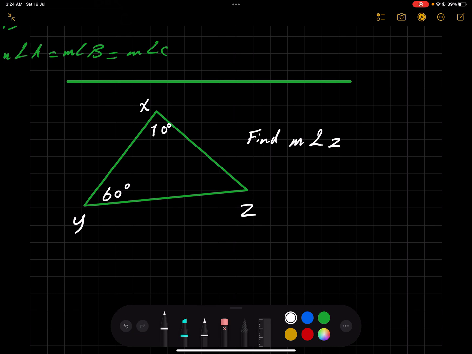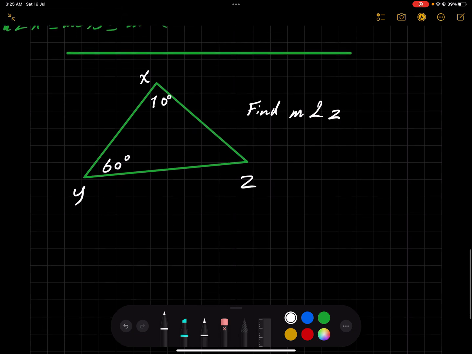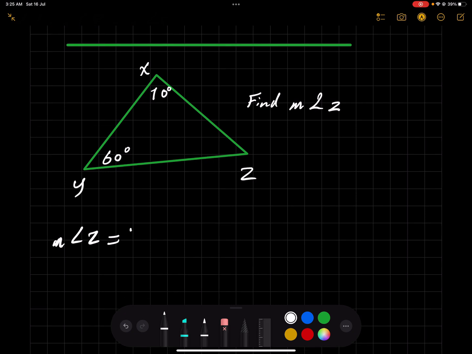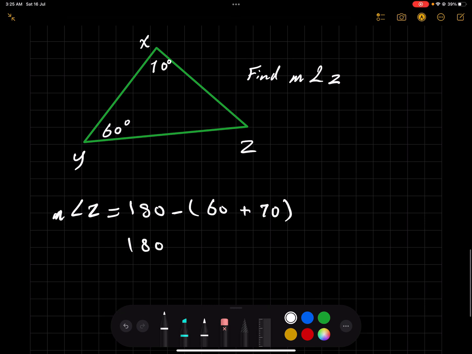No matter the triangle, whether it's equilateral, isosceles, or scalene, acute angle, right angle, obtuse angle, all of them equal 180. So if you want to get the measure of angle Z, you have to subtract the sum of these two angles from 180. So it will be 180 minus 60 plus 70. So it will be 180 minus 130. So it's going to be 50.